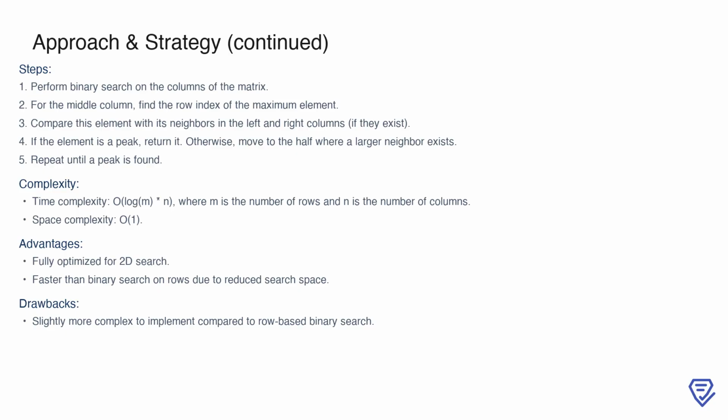If this element is a peak, we return it, otherwise, we narrow the search space to the half of the matrix that contains a larger neighbor. This process is repeated until a peak is found. The time complexity of this method is O(m*log n), wait, more precisely O(log m * n)... which is more efficient than row-based binary search for certain matrix dimensions, and the space complexity remains O(1).